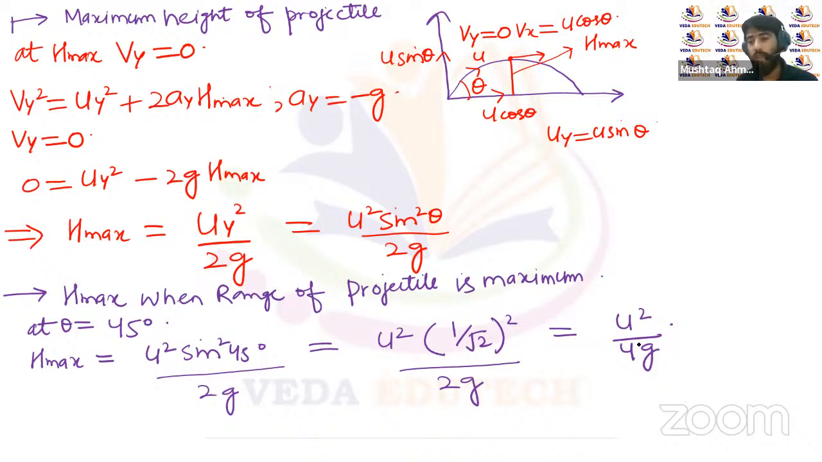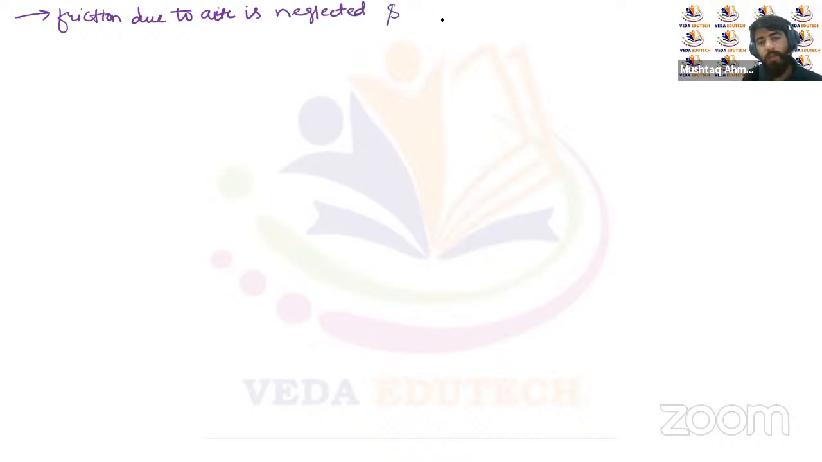So there are two important assumptions that this projectile motion is based upon. One is that there is no friction, so friction due to air is neglected. And g is assumed to be constant.